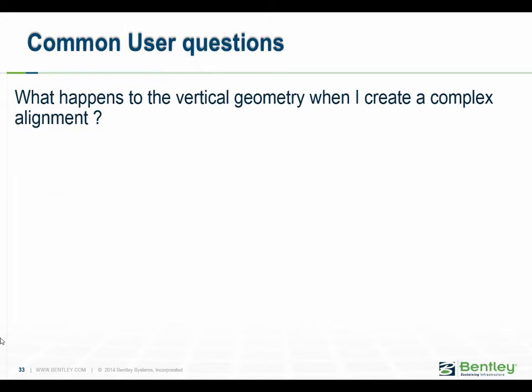So this particular question: what happens to the vertical geometry when I create a complex alignment? Well, in this case, you may have many pieces to an alignment, or many complex alignments that you need to stitch together. So this is really trying to understand some of the complexity behind the rules for the vertical creation. So let's take a look at this.